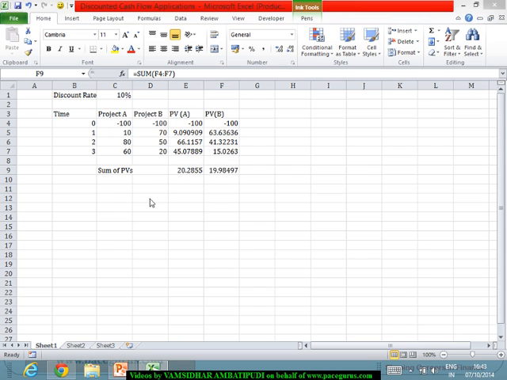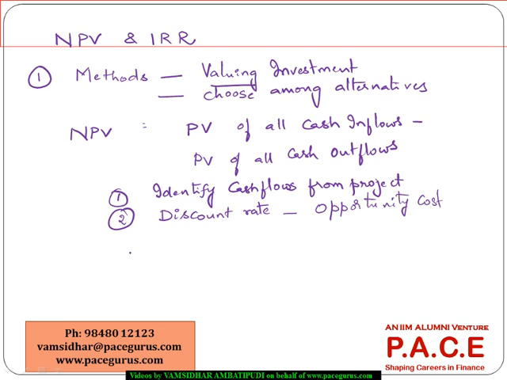Now, if I have to use NPV for investment decision purposes, the rule is quite simple. If NPV is positive, accept the project. If NPV is negative, reject the project outright. So a project or investment accept or reject decision using the NPV rule is straightforward. If it is positive, accept it, otherwise you reject it.